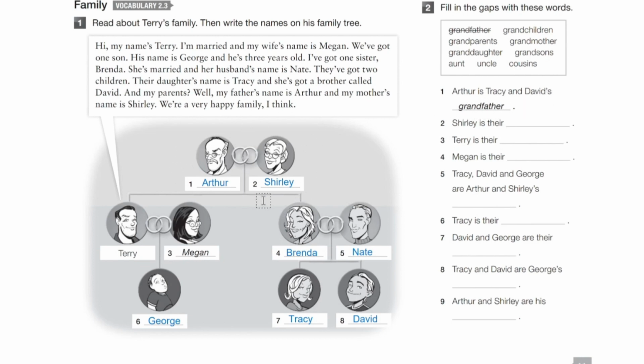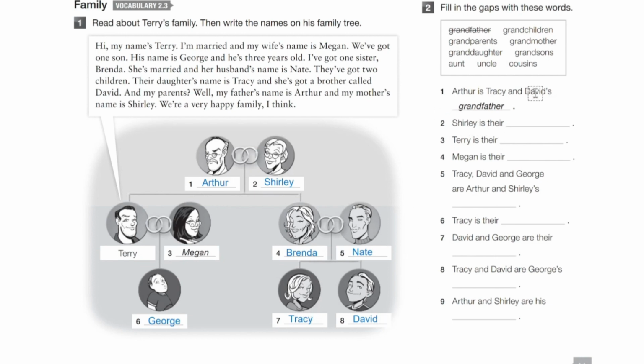That's true. So we've got here Arthur, and Tracy and David. They are really grandfather. Okay, as you can see here, from Arthur and Shirley, we got Brenda and Nate, and from Brenda and Nate, we got Tracy and David. So that means Tracy and David, they are grandsons. Brenda and Nate, they are parents. So Arthur and Shirley, they're grandparents. Arthur is grandfather. Shirley is grandmother for Tracy and David.